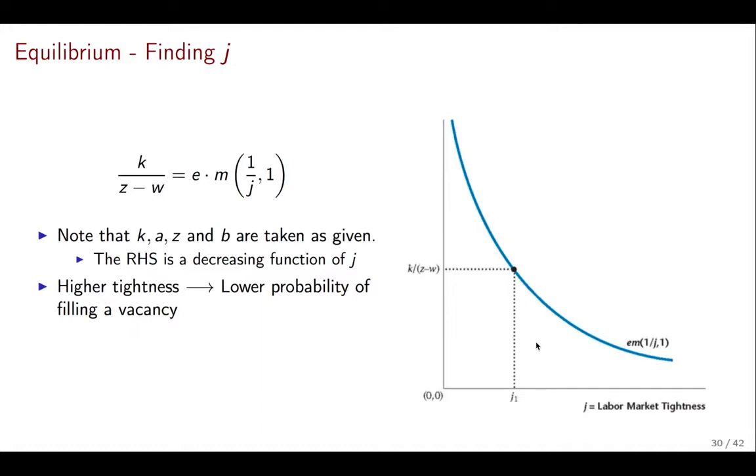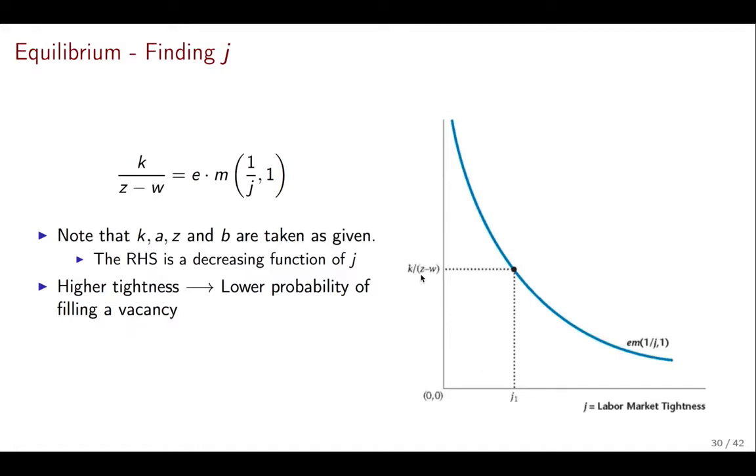So for instance, if K goes up, that means vacancies are now more costly to post. Well, of course, firms are not going to want to post as many vacancies. That's going to mean that tightness is going to be reduced. But if K goes down, the opposite is going to happen, and more vacancies are going to be posted. That's going to increase tightness.